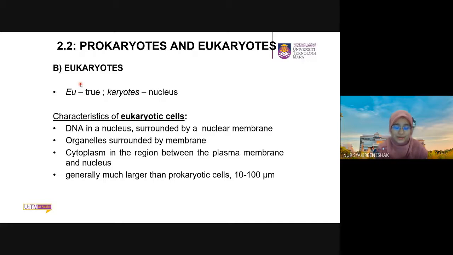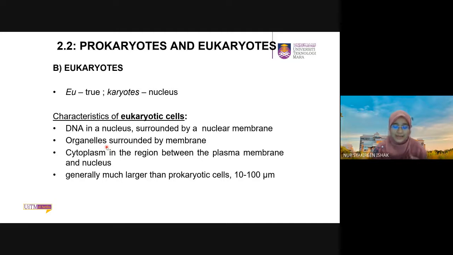The nucleus contains the DNA, the genetic material for that organism, and is surrounded by a nuclear membrane. So a characteristic of eukaryotic cells is that they have DNA in the nucleus. The membrane of the nucleus is a double membrane, with an inner and outer membrane. The nucleus has two layers of membrane, and then organelles are surrounded by membrane. So for this organism, they have other organelles that have membrane. You have the mitochondria. The function of the mitochondria is to produce ATP, which is the energy currency for the cell.